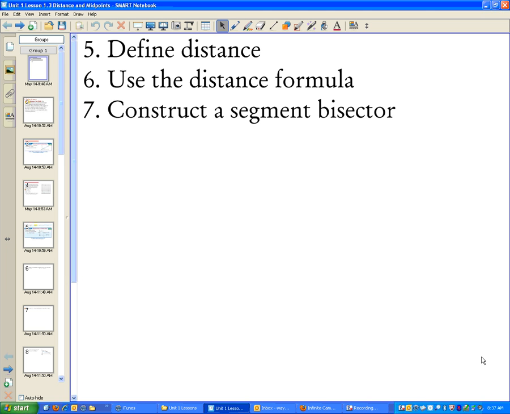All right, you need to be on page 25. And we have 3 learning targets for this section. We're going to define distance. We're going to use the distance formula, which will look a lot like algebra. And we're going to construct a segment bisector.